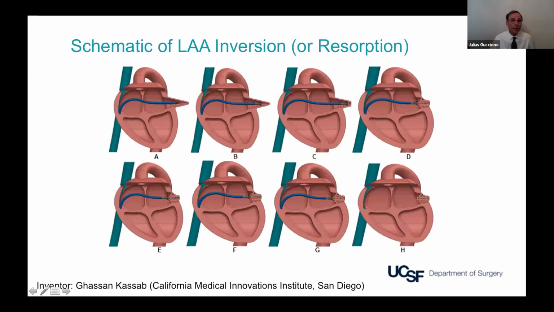But my colleague at the California Medical Innovations Institute in San Diego, Ghassan Kassab, came up with a novel approach that doesn't leave any device behind. Percutaneously, they have a catheter that grabs the inside of the far end of the left atrial appendage and inverts it. Then, although it doesn't look like anything's changing in panels E, F and G, they actually, with the same catheter, use surgical glue so that this inverted left atrial appendage stays inverted. And then here they've removed the catheter.